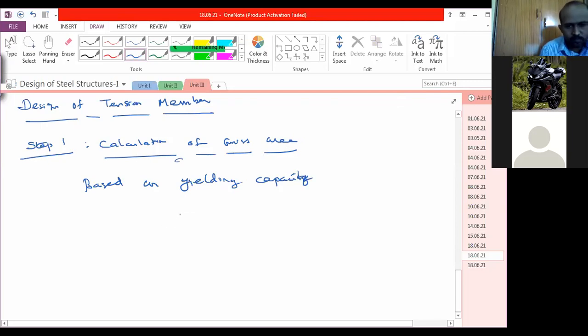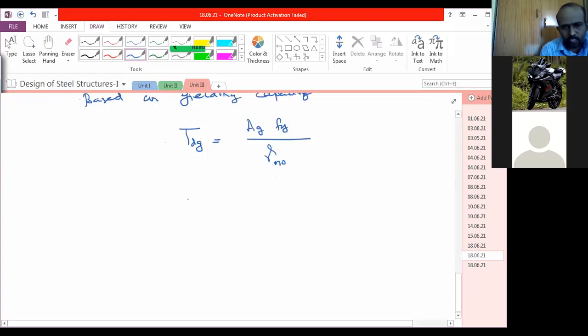TDG is equal to AG FY by gamma m naught, right? We know the TDG value, how much factored. Now AG we have to calculate. AG is equal to factor load. How much factor load we have calculated? 450 into 10 raised to 3 into gamma m naught value 1.1 divided by 250. Please tell me the answer.